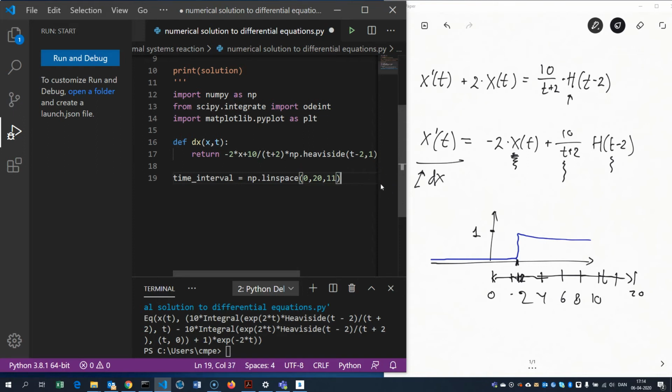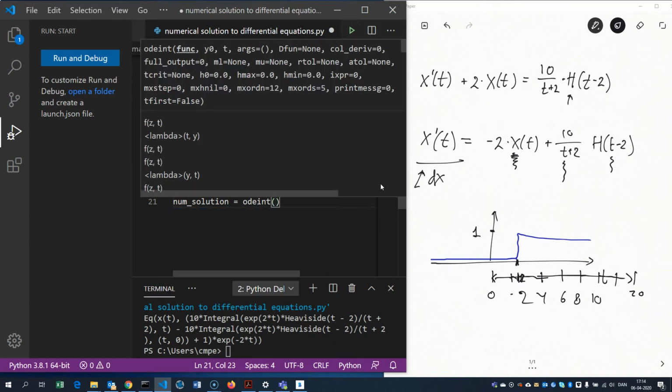That gives me a time series, when in fact 11 points would give me 0, 2, 4, 6, up to 20. So that's my time interval. And then I'm ready to do the solution, so I'll write numerical solution. That's what I'll name my solution. And I call the solver odeint. That's the name of the command.